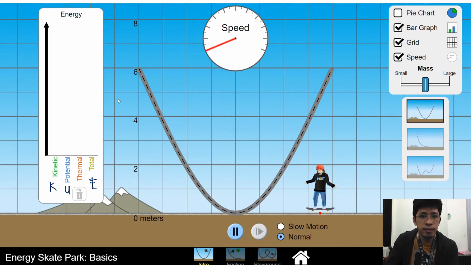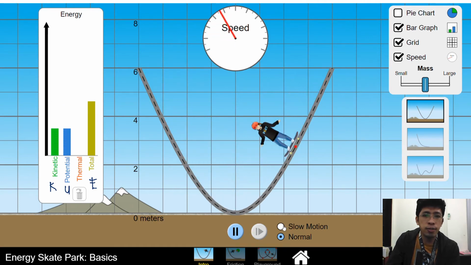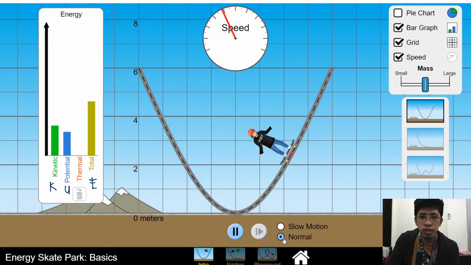So let's replay. Initially it has this total mechanical energy and potential energy at the top, but as you can see, while your skateboarder moves downwards, the potential energy decreases. The potential energy increases when it moves upwards, meaning there's an increase in height, and as it moves downwards, the kinetic energy increases, because as it moves downward, the speed also increases.